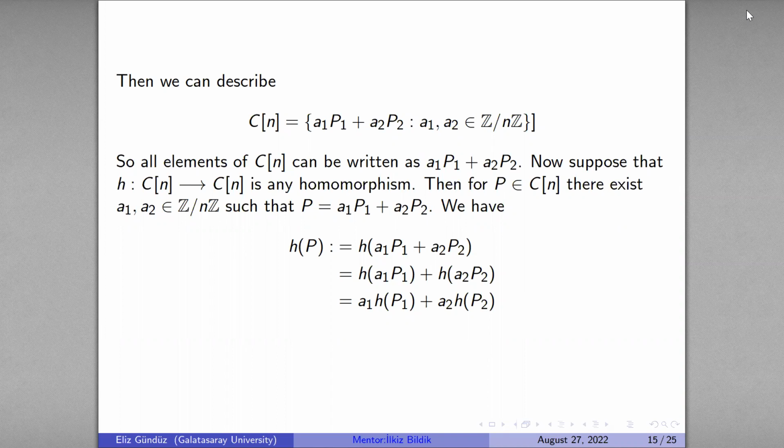Now, take any homomorphism H associated to a sigma. Then for all P in Cn, we can write P as a linear combination of P1 and P2. And by the homomorphism structure, we can write HP like this, and again and again. So H is completely determined once we know the values of HP1 and HP2.